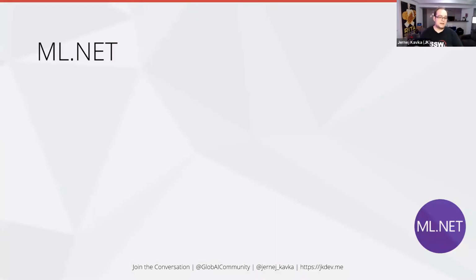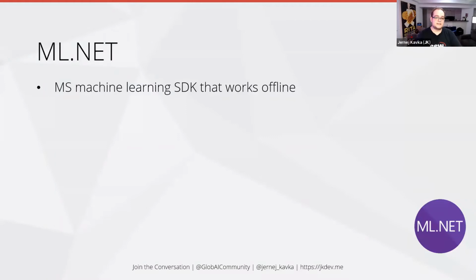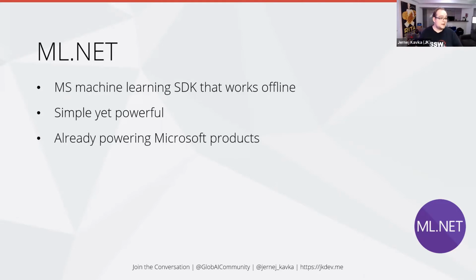And when I looked into ML.NET, what I found is that it's basically a Microsoft machine learning SDK that works offline, which I really love. It's simple yet powerful, like all .NET frameworks should be. It's already been powering quite a few Microsoft products. As far as I know, it's Office, Power BI, Visual Studio, Azure DevOps. So they took the already existing solution that already works in production and made it publicly available to everyone else. It's not like a new product that says, hey, let's go do some machine learning.